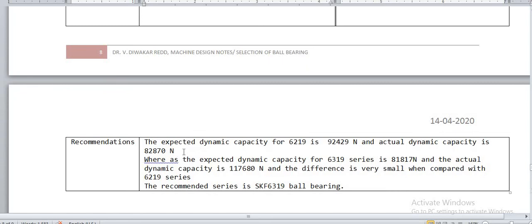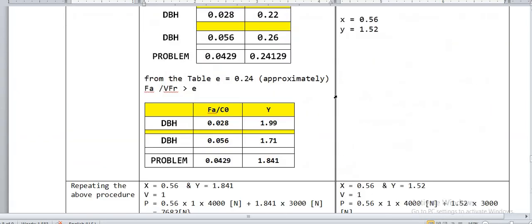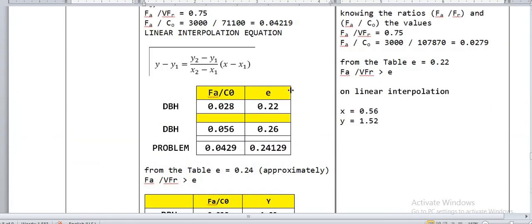So here the difference is very large. Therefore, the actual dynamic capacity and the expected capacity should be around 92,000. The selected bearing has a lesser value, so the selected ball bearing will not fit. So the next iteration means you have to select a bearing with a higher load capacity.